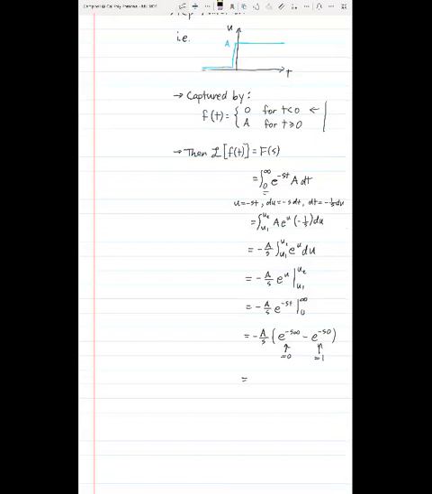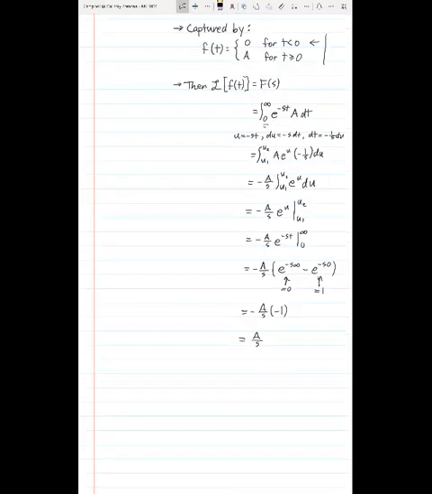So then we get negative a over s, and then we have that being multiplied by negative 1, since we have 0 minus 1, that's negative 1. And then last but not least, and I'll give it its own line, we have a over s. So for this particular function, the transformation comes across as a over s.